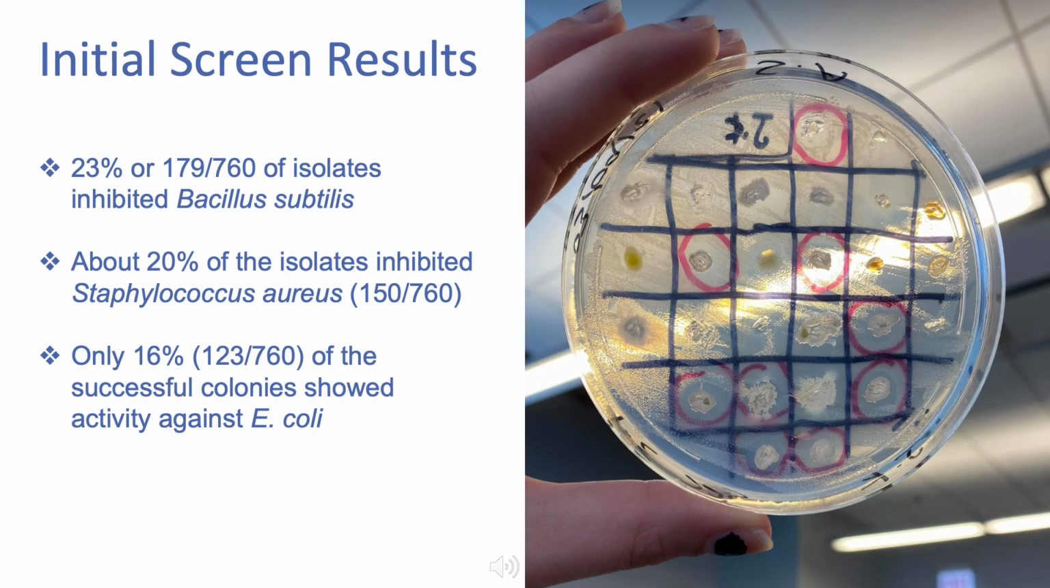In this slide, we will be looking at the initial screen results. This initial screen tested environmental isolates against 3 bacteria: E. coli, Staphylococcus, and Bacillus subtilis. In the initial screening, the environmental isolates had the greatest inhibition against Bacillus subtilis, with 179 colonies out of the total 760 that were successfully tested. About 20% of the isolates had inhibited Staphylococcus. Meanwhile, only 16% of the colonies showed activity towards E. coli. The image on the right shows successful activity against Staphylococcus aureus.